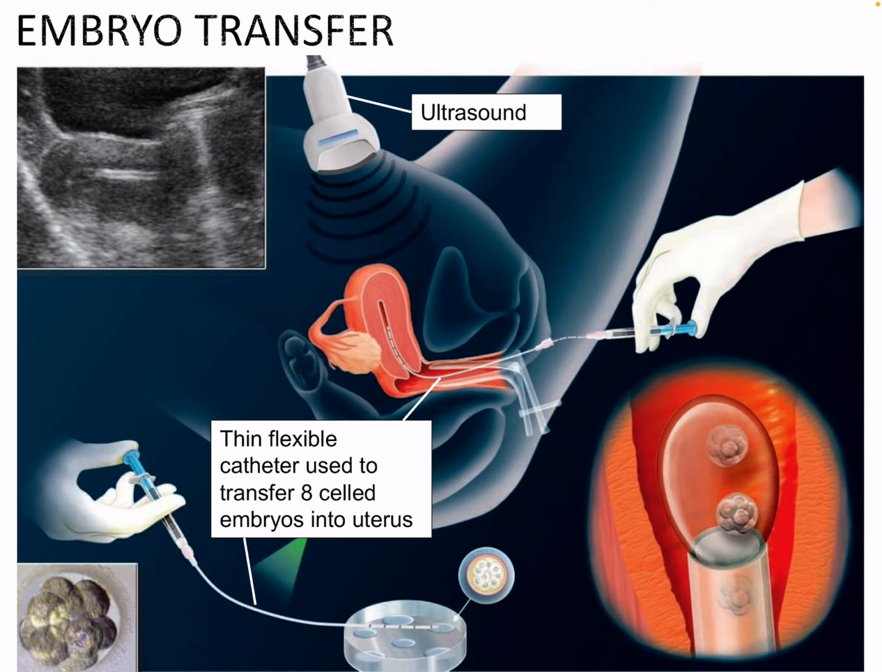Okay. Again, this is done via ultrasound to guide the doctor. Okay, and they use a thin, flexible tube called a catheter, which goes up through the vagina, through the cervix and into the uterus, and a syringe is used to deliver the embryos into the uterus.